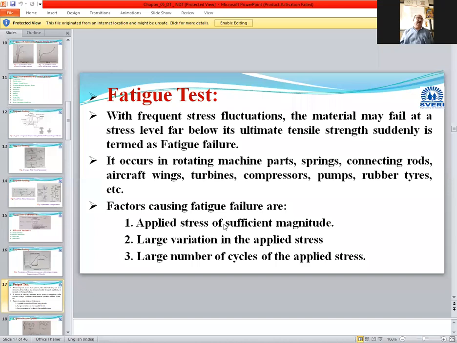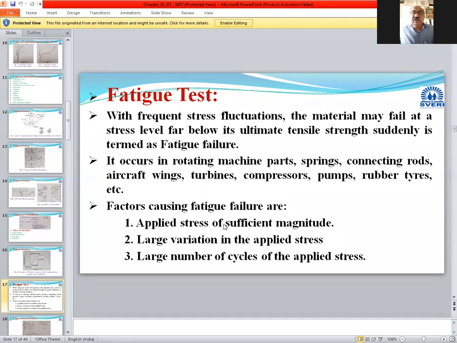Suppose a component, a shaft, is rotating. In the rotating condition, after a few times, the stress will go to the maximum limit, and before the ultimate tensile strength of that material, the material will break. This is called a fatigue failure. It occurs in rotating machine parts, such as shafts, springs, connecting rods, aircraft wings, turbines, compressor pumps, rubber tires, etc.